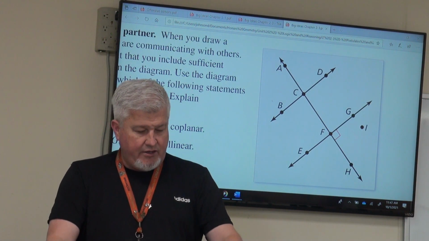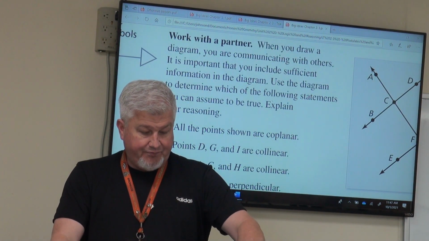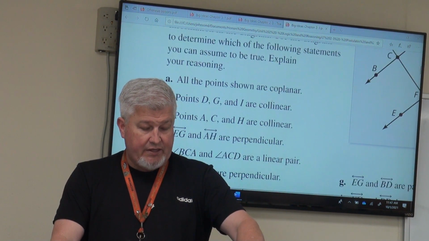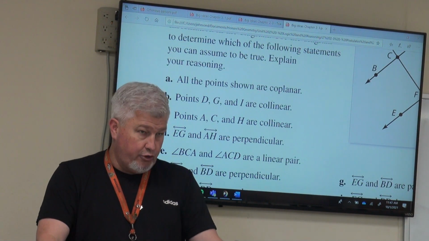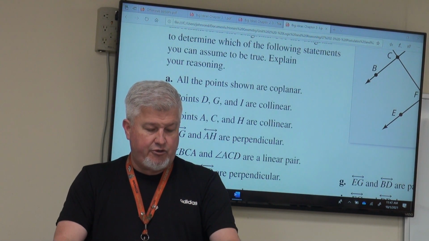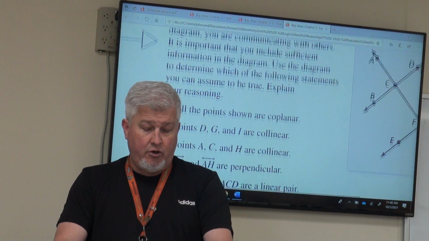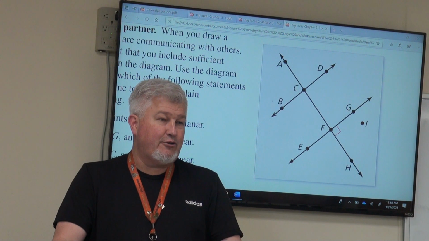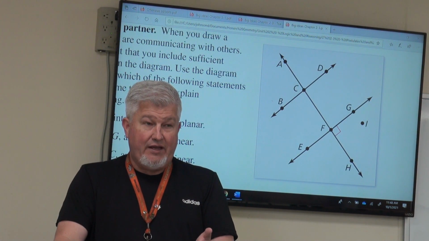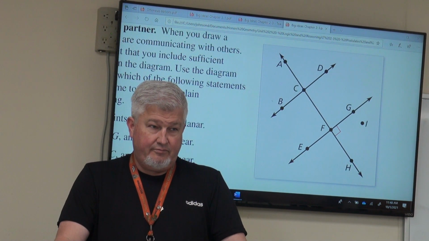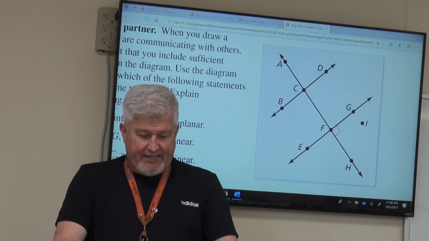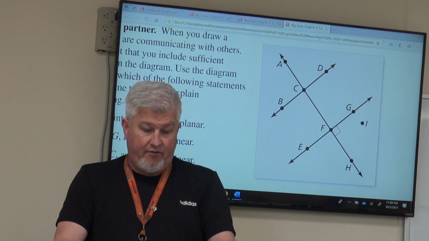So this figure they've drawn here, and what they want you to do is look on there and use that diagram to determine which of the following statements you can assume to be true. Letter A says all the points shown are coplanar. Yes or no, Sophia? Okay, all the points. You look at that figure. Can you assume all the points are coplanar? Yeah, they're all on the same plane. Yes, absolutely. They're sitting there on that gray piece of paper looking thing.